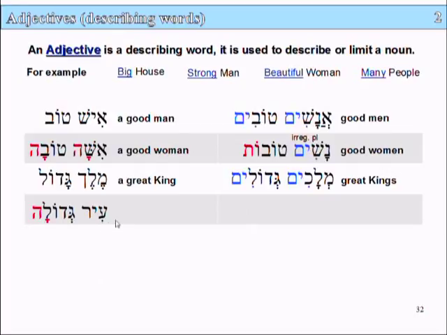Ir gedolah. The ir is a feminine singular, but it doesn't have the hey on it, but it's still a feminine singular noun. So the word gedol, which means great, is changed to gedolah because it's a feminine noun. So it's ir gedolah, not ir gedol. A great city, and that becomes gedolot. Arim gedolot. Again, this is an irregular plural here.